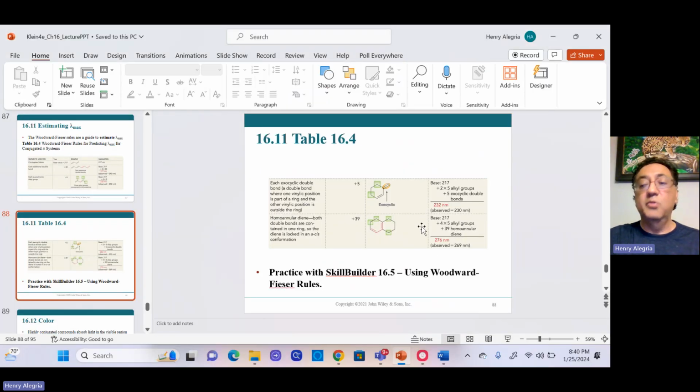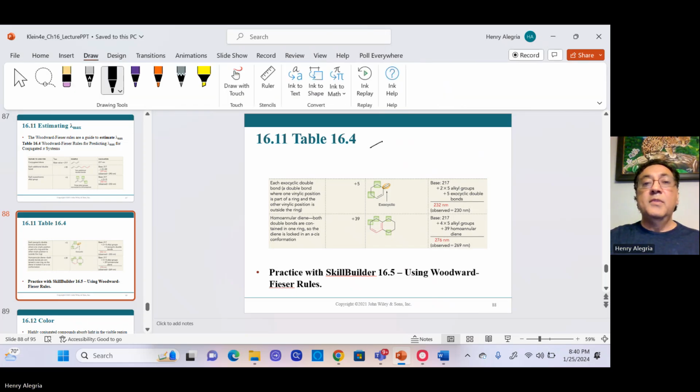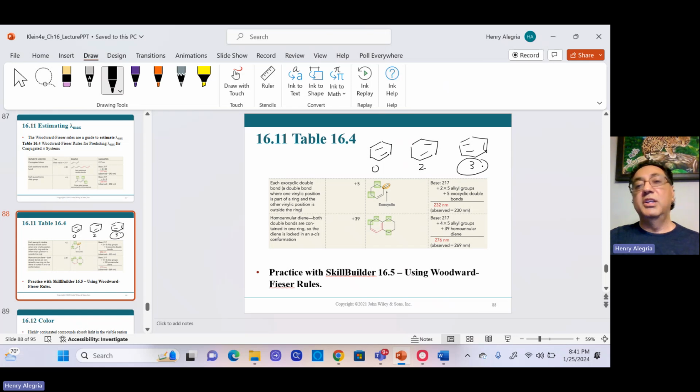So the typical kind of question that you're going to see here is going to be something like this. Look at the following molecules and say which one will have the largest lambda max. Well, this one has 0 conjugation. This one has 2 double bonds conjugated. This one has 3. More conjugation, the larger the lambda max. So that would be your answer for the smallest lambda max, right? Something along those lines is what we typically get.